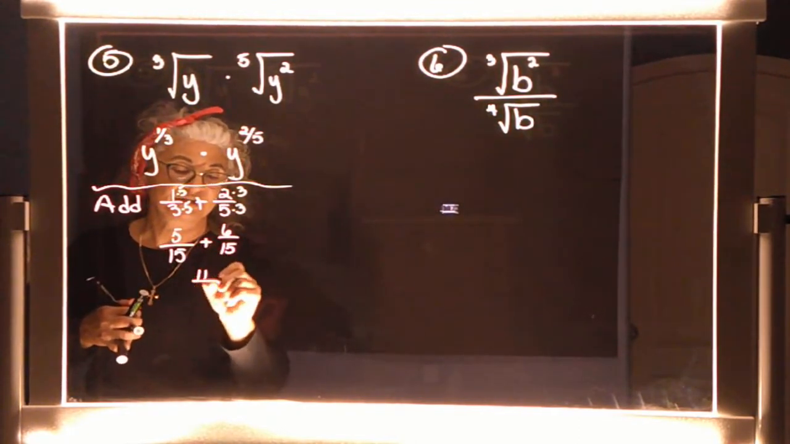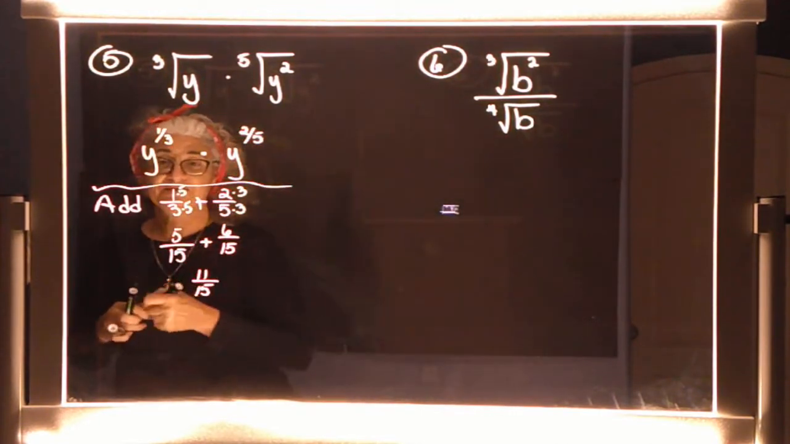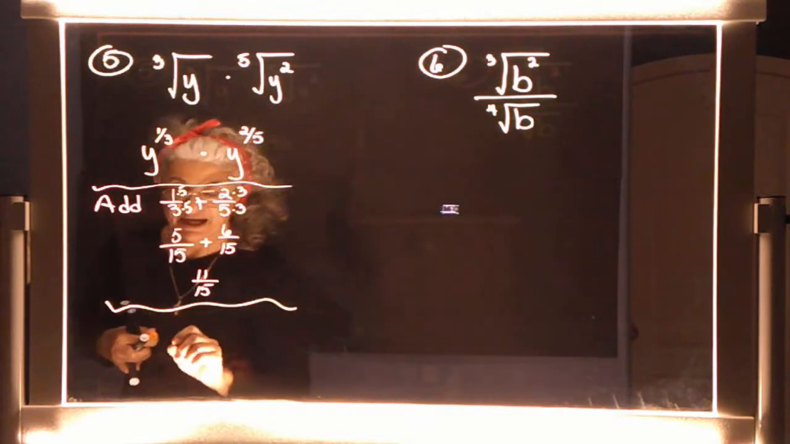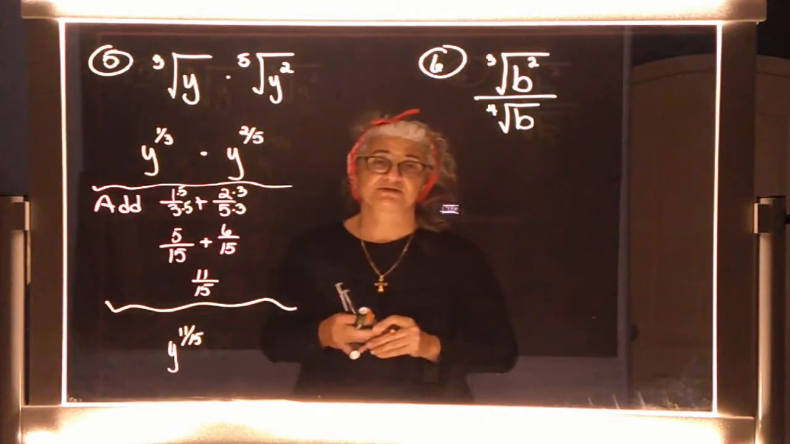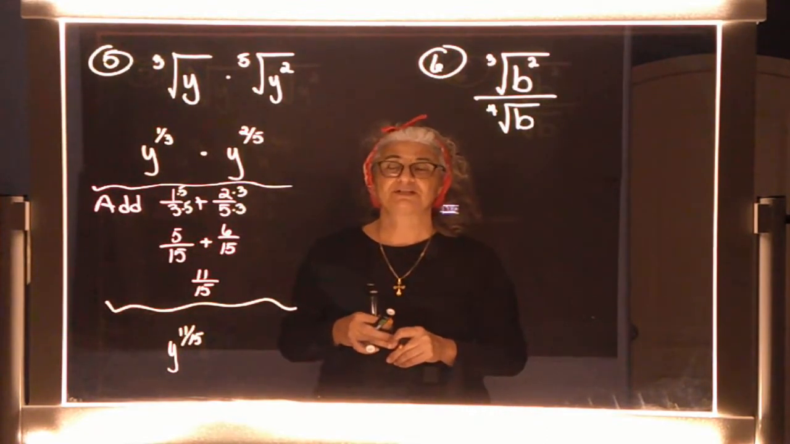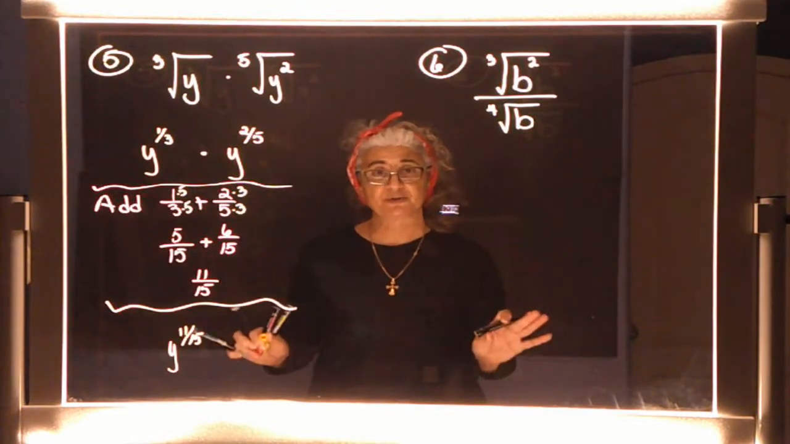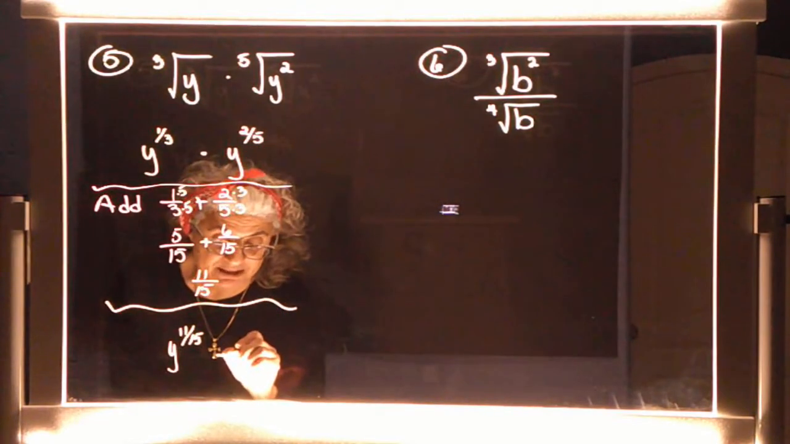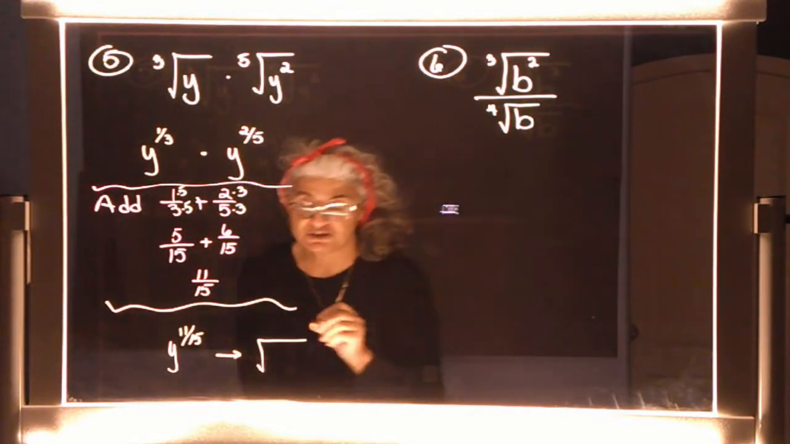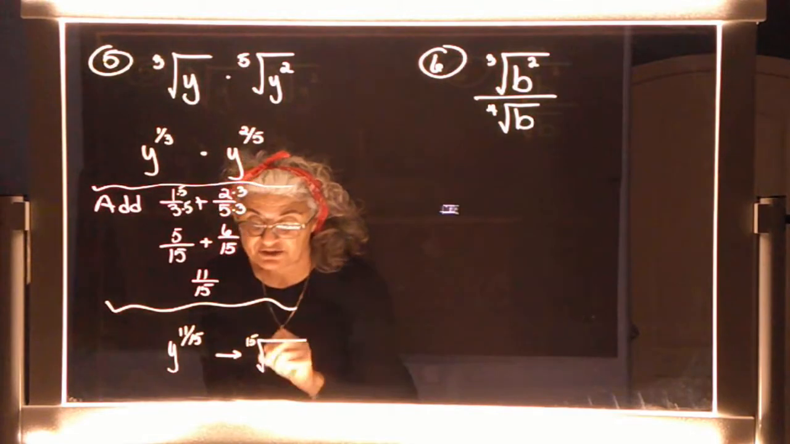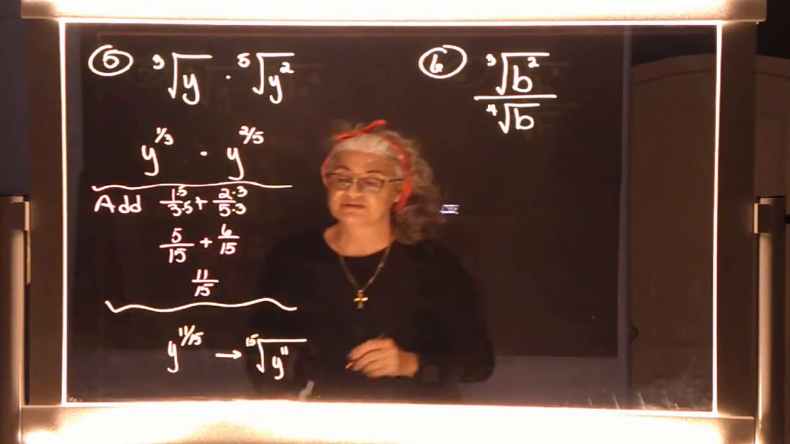So I'm adding it to 6/15, which gives me 11/15, doesn't it? Which means I have y to the 11/15 exponent. Cool? Awesome. Now, if they want it left in exponent form, there we are. But if they want to make it back into the radical form, what's the root? Good, 15, so I have a 15 out here. What goes underneath? Yeah, y to the power of 11.